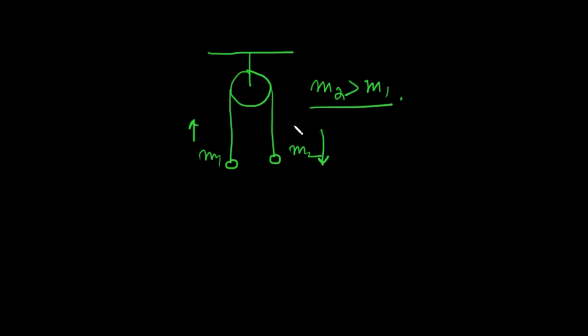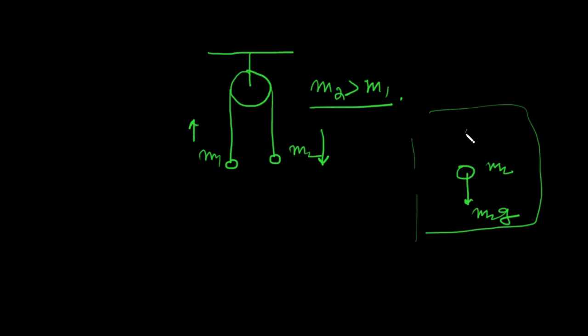For writing equations of motion, you first draw a separate diagram of the mass. For example, this is M2. In a free body diagram, what we depict is the forces on this mass, not the forces applied by this mass. The forces on this mass are due to gravity, which is M2g, and due to the tension of the string. Since it is going downwards, gravity is more than tension. So M2g minus T would be equal to M2 into A.